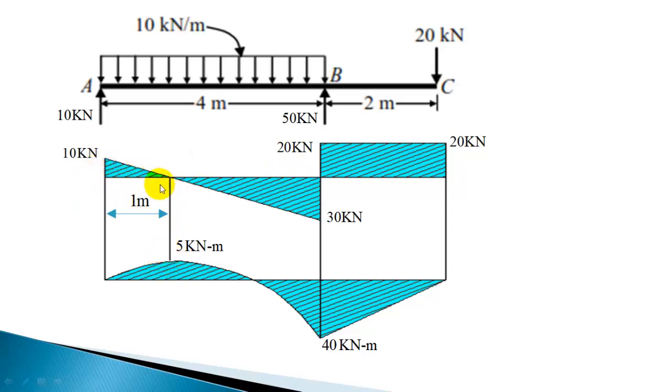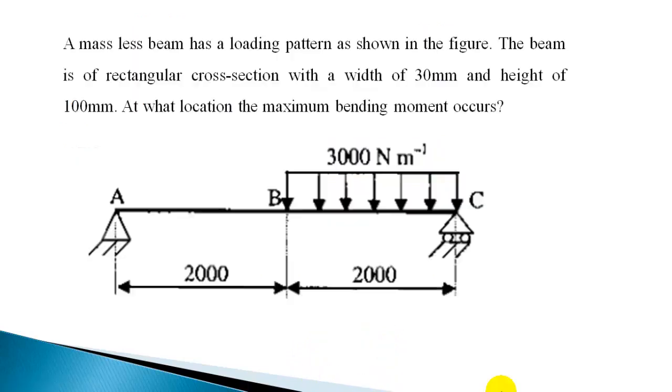Once you get this distance, you can find the bending moment here using the area method. 10 into 1 divided by 2, the area of this triangle, will be the bending moment here. 10 into 1 by 2, that is 5 kilonewton meter. So it is less than 40, because we are only checking the magnitude, not the sign, and 40 kilonewton meter is the maximum bending moment. Let us work out the next example.